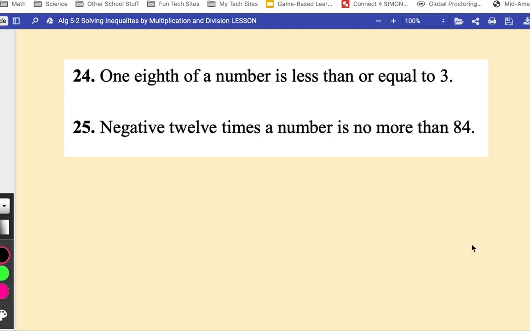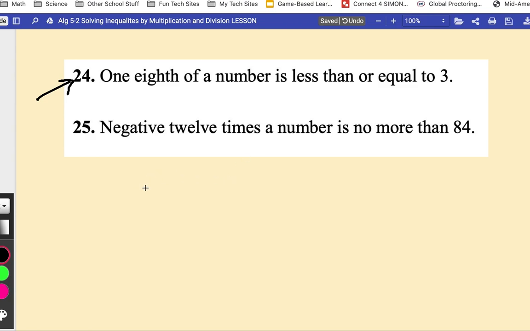In this lesson, I'm going to look at writing some of our own inequalities from words that they give us. So we have something here that says one-eighth of a number, and I'm looking at number 24 right now. One-eighth of a number is less than or equal to 3.